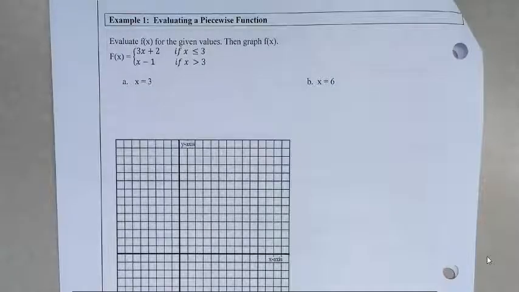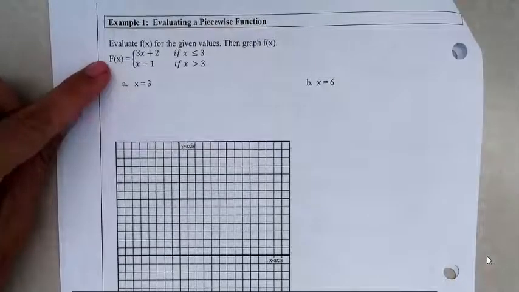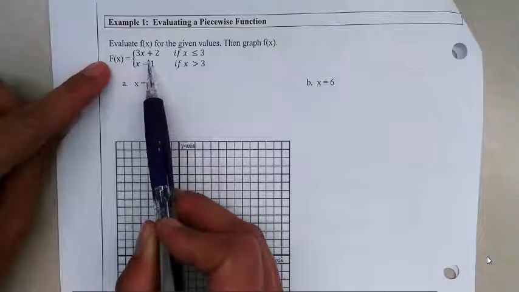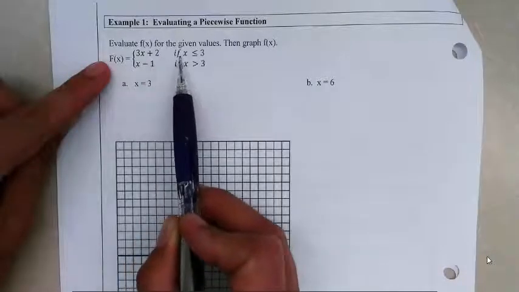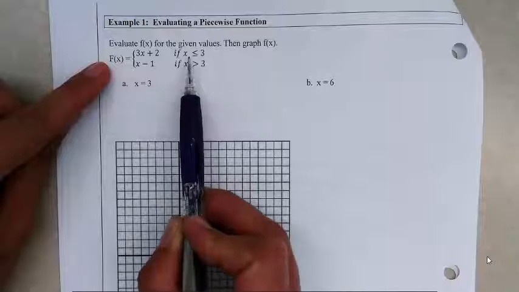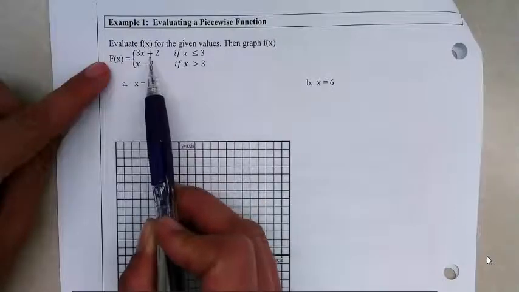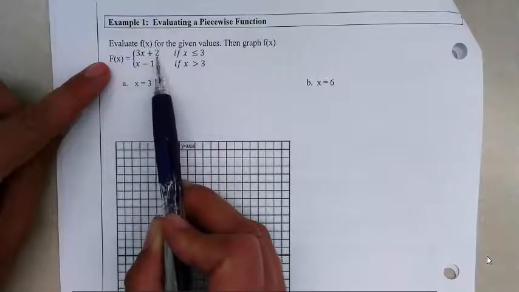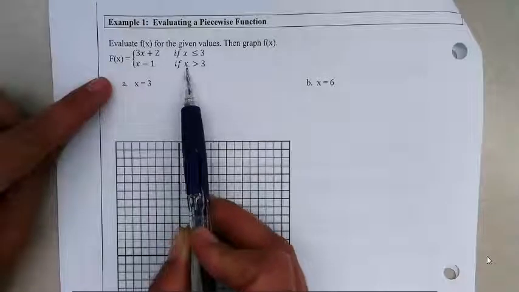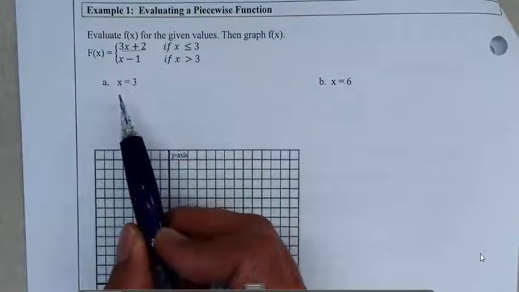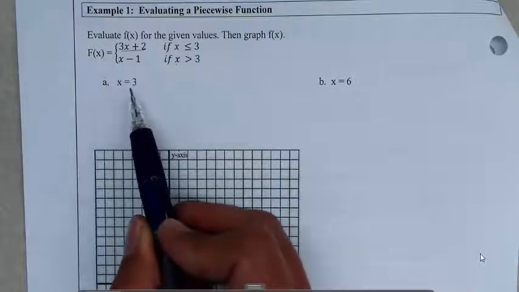Example 1. Evaluate f of x for the given values, then graph f of x. So we have a piecewise function, and this is how they're going to be written. Okay, you have one function that is equal to two separate pieces, two separate equations here, each one with its own domain. So if I'm on the x-axis and I'm anywhere less than or equal to 3, I'm looking at this equation here. If I'm looking at anything greater than 3, I'm going to use this equation here.